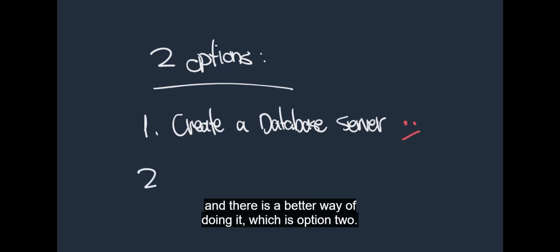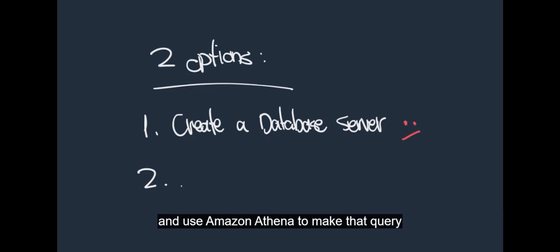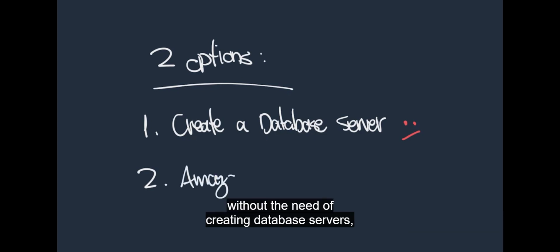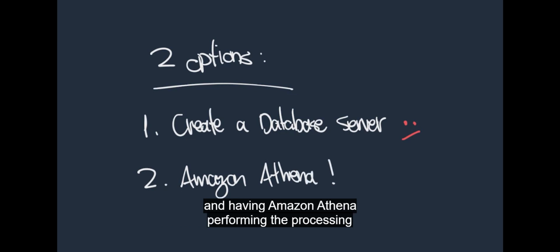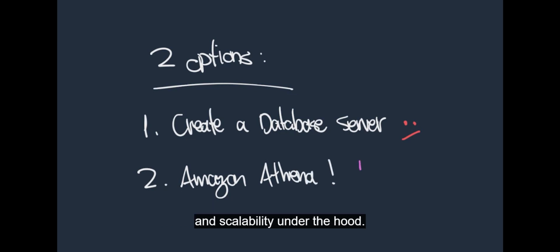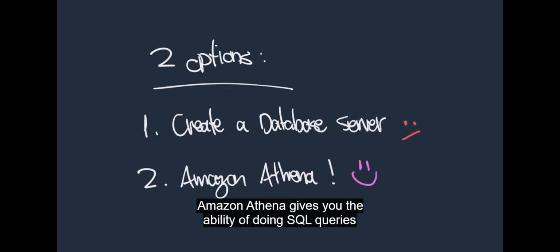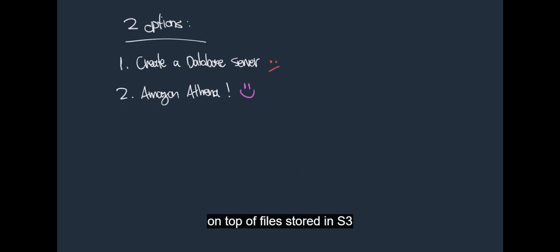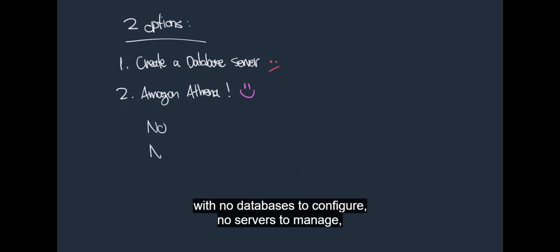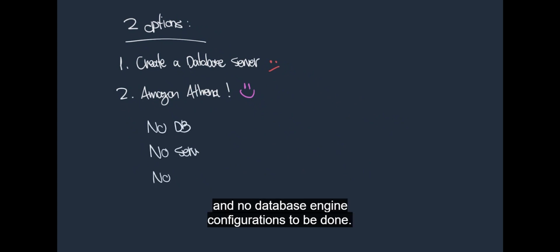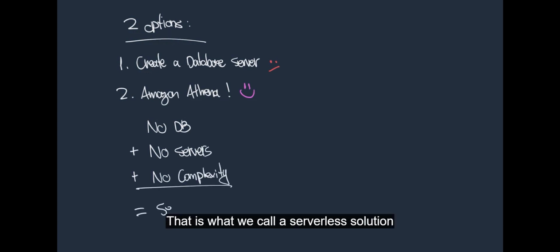which is option 2. So option 2, import this data into Amazon S3 and use Amazon Athena to make that query without the need of creating database servers and having Amazon Athena performing the processing and scalability under the hood. That's right. Amazon Athena gives you the ability of doing SQL queries on top of files stored in S3, with no databases to configure, no servers to manage, and no database engine configurations to be done. That is what we call a serverless solution because there are no servers involved.